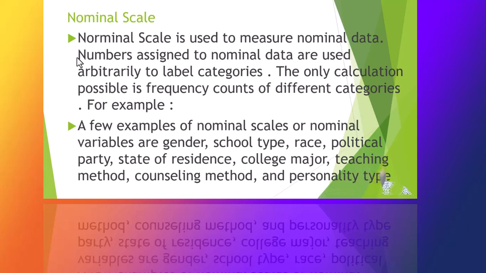But the numbers are just used arbitrarily to label categories, not that number 10 is greater than number 1, in the sense that we cannot clearly say that the person who is number 1 in that team is actually a better player than number 10. It's just arbitrary numbers. So the only calculation possible is frequency counts of different categories.